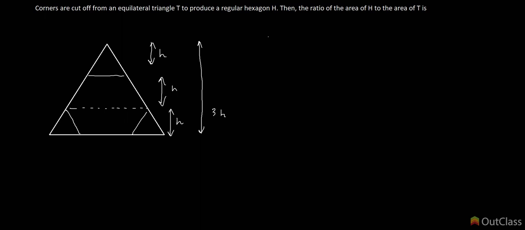Now if your k is 1/3, that is the scaling factor for the similarity, side ratio is 1/3, the area ratio will be 1/9. So this is 1/9 of the total, this is also 1/9, this is also 1/9. So what's left is 6/9. So hexagon by triangle will be 6/9.